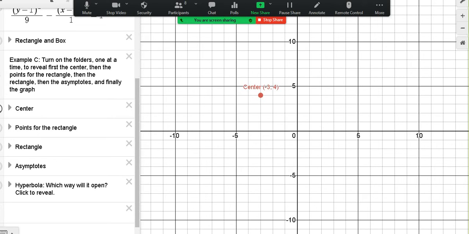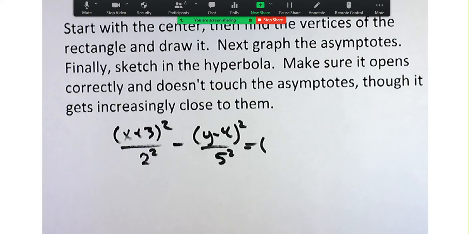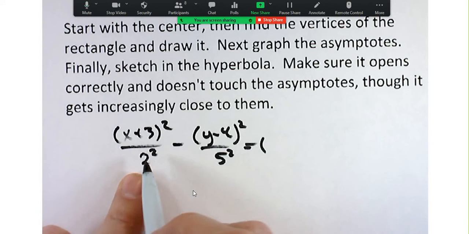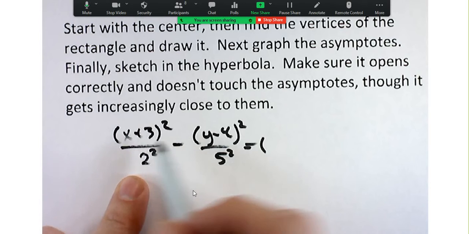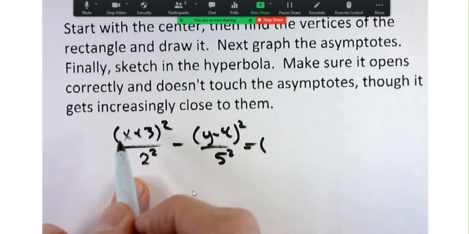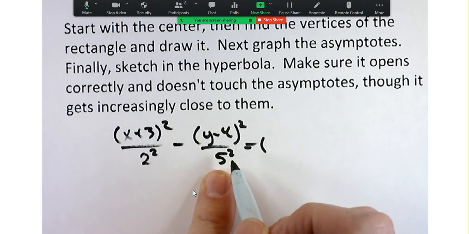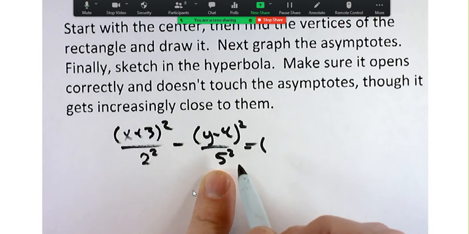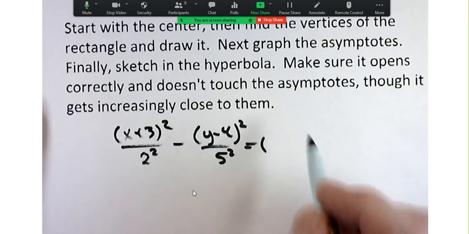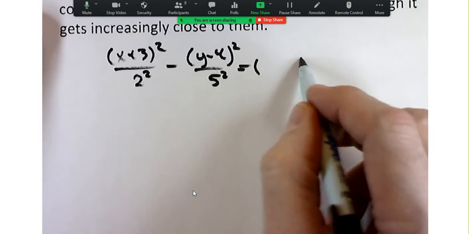That's your center. Now, from there, we need to determine the points that are going to be our rectangle. So remember, I'm going to want you to draw a rectangle. That's going to mean from the center, I have to move to the left by 2, to the right by 2. And then how about in the y direction? Up and down 5. Good. So we can actually figure out the points for that.